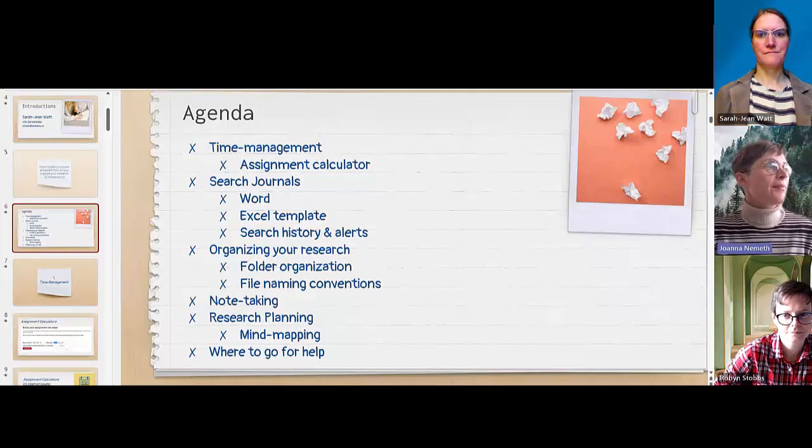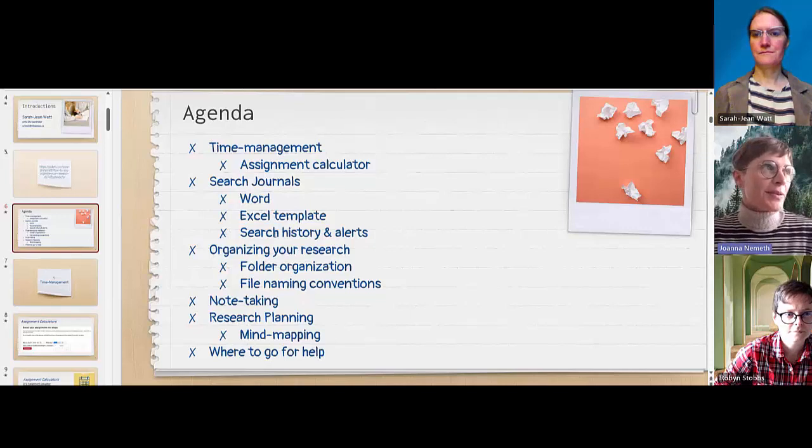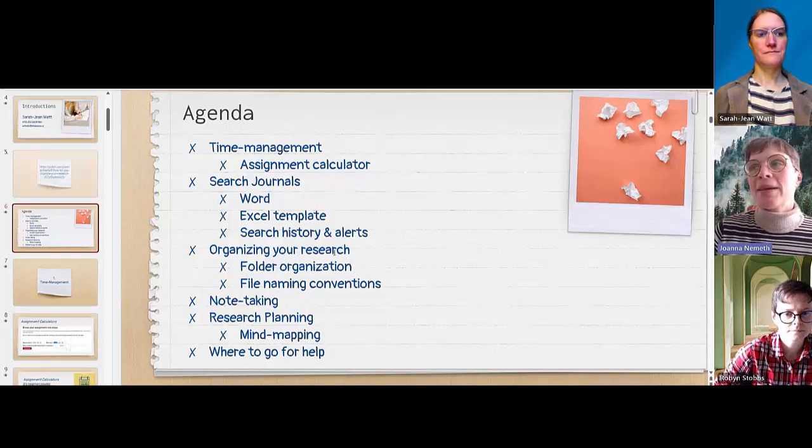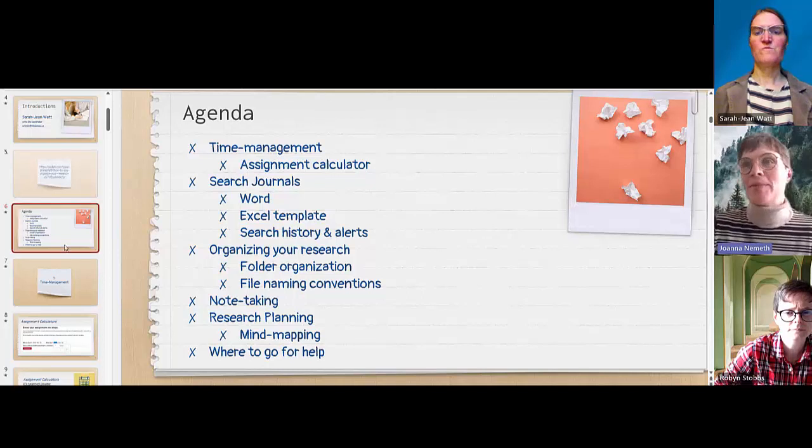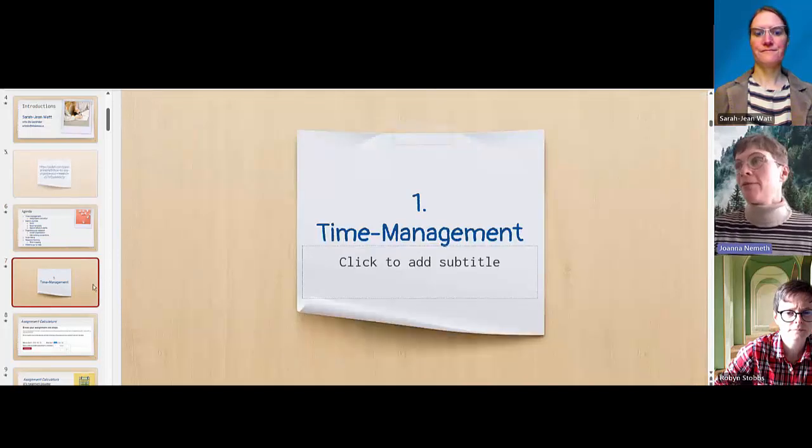Okay, so thanks everyone for contributing, and I'll just give you a little rundown of what we're going to do this session. So we're going to start by looking at time management and talking about assignment calculators. Then we'll get into search journals and different ways you can journal your search using Word or Excel, as well as search history and search alerts, which are always really useful. Then we'll get into organizing your research, so folder organization, file naming conventions, stuff like that. Then we'll talk about note-taking, research planning, mind mapping within research planning, and then we'll give you some more ideas about where you can go for more help. So Sarah Jean's going to start us off with time management.